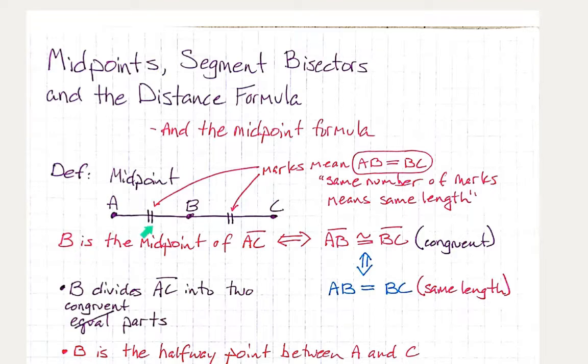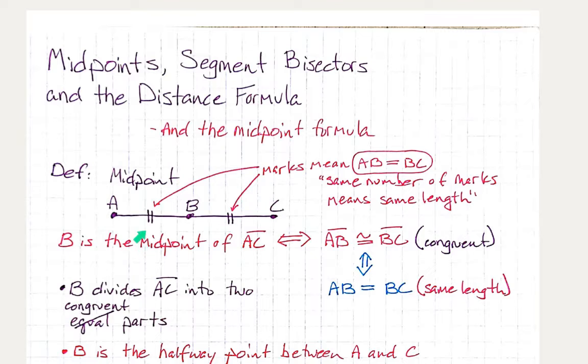A midpoint, B for example, B is the midpoint of segment AC, if and only if AB is congruent to BC. So segment AB is congruent to, we've seen that symbol before, segment BC. What congruent to means is that the distance between A and B is the same number as the distance from B to C.